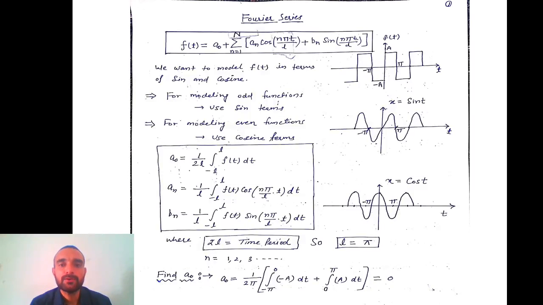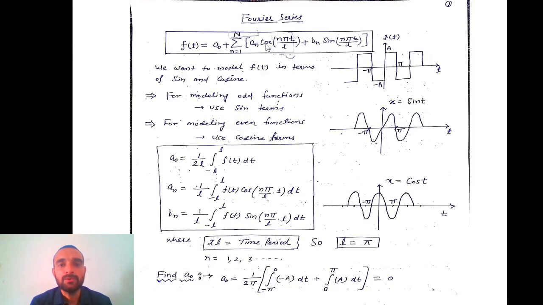So today we are going to take some signals and represent them in terms of harmonically related complex exponentials. Basically, a Fourier series is a linear combination of harmonically related complex exponentials. The basic formula of a Fourier series is f(t) = a0 + sum from n = 1 to capital N, which may be infinite, of an cos(n pi t / L) plus bn sin(n pi t / L).